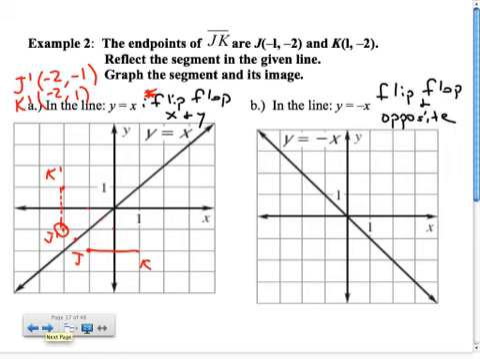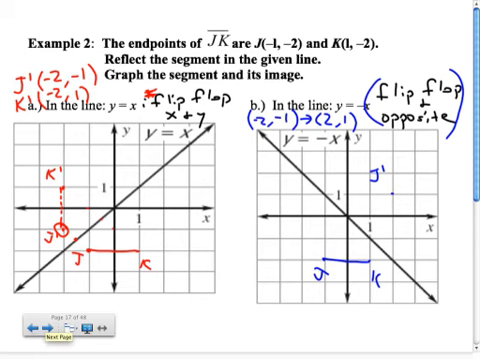Okay, so we have the same segment, I should say. So -1, -2. So there's J. K is 1, -2. And so that's our original. I'm a counting fan, but if you don't like that, don't worry about it. We'll use the coordinate rule here. So it says flip-flop, and opposite. So if I flip-flop J, I get -2, -1. And when I take the opposite, I end up at 2, 1. So I plot the point 2, 1. That guy right there is J prime.